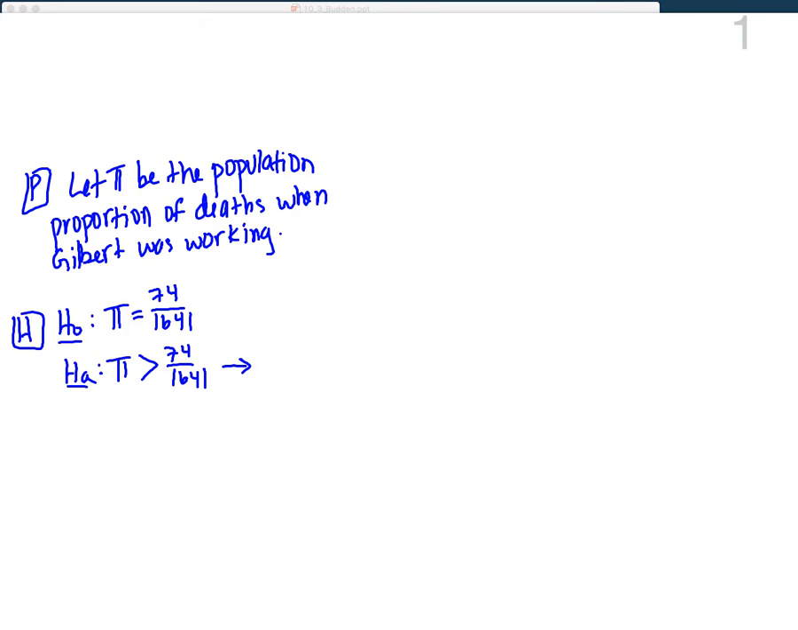Now we have to say it in words. So our alternative means that Gilbert's death rate is higher than the overall hospitals.